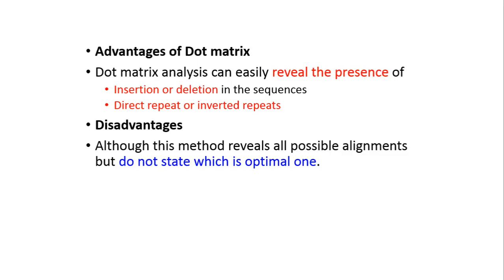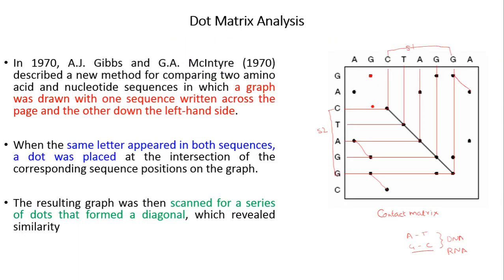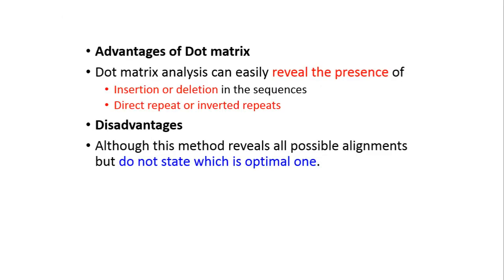Okay, another advantage is that it reveals the presence of all possible similarities that can exist between the two sequences. Okay, and the biggest advantage would be that this method can detect all the possible alignments that I have shown over here. Whatever diagonals are present in your sequence would indicate a possible region of similarity between the two sequences. Okay, so however many diagonals there are, that many similarities or possible alignments are possible in the given two sequences. That is what one would infer.